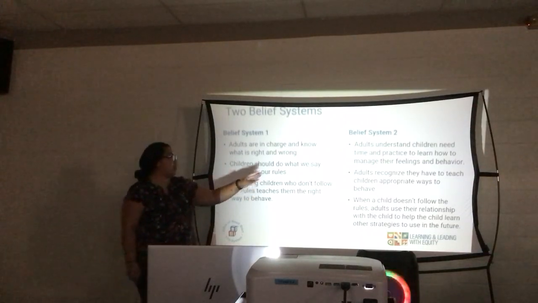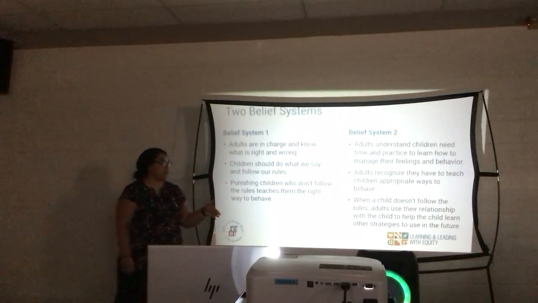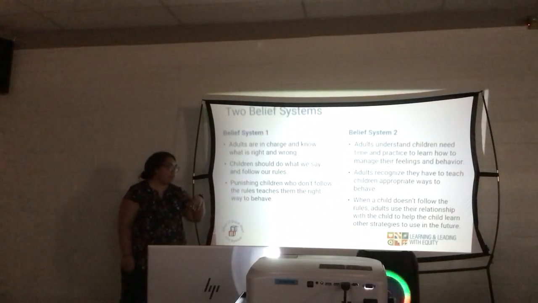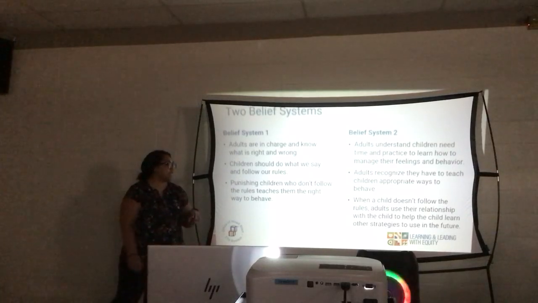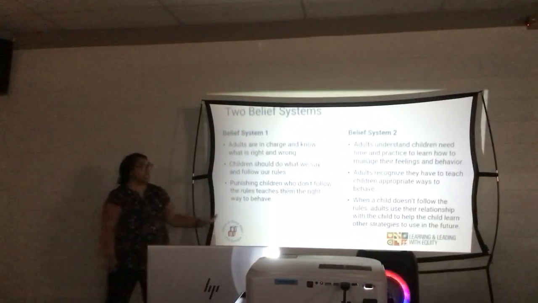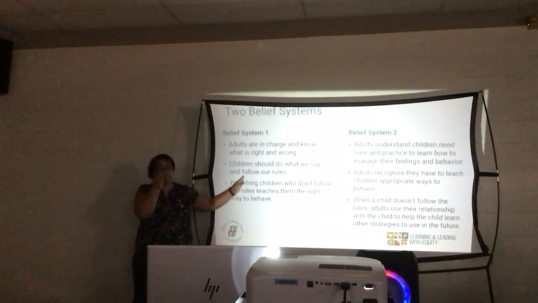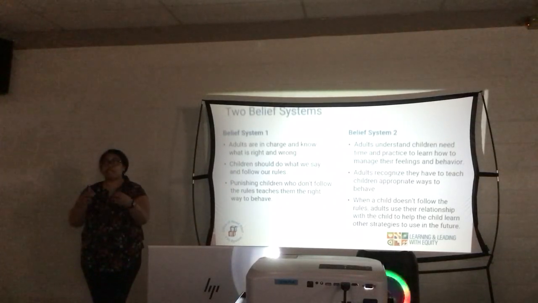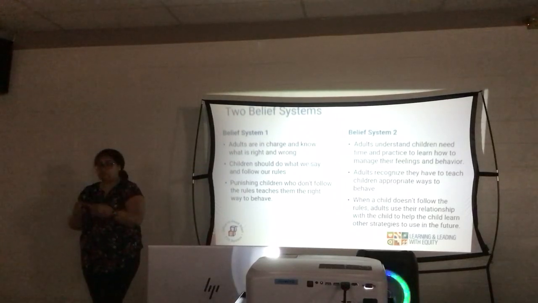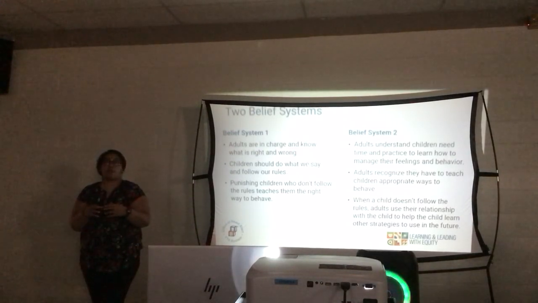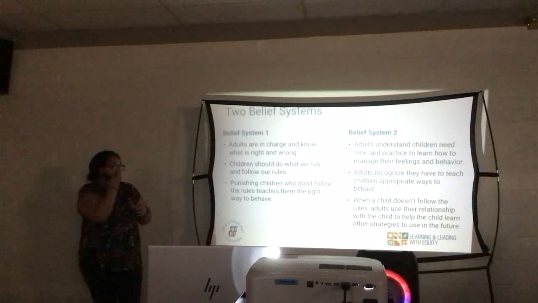Then there's the other belief system: adults understand that children need time and practice to learn how to manage their feelings and their behaviors. They recognize that they have to teach children the appropriate ways to behave. And when a child doesn't follow the rules, adults use their relationship with the children to help them learn other strategies in the future. And so those are two different belief systems. Oftentimes, this is where we're at, right? And we've got quite a few recent incidents that have been happening around this. There's this disconnect, right? Because they have this classroom of a certain culture, and then this is how we discipline in our culture, and so assuming that that's okay in this classroom, right? Or in a child care partnership where it's not quite a Head Start classroom, part of the reporting is now that even if it's not a Head Start classroom, we want to hear those reports also. And so that's what we're thinking about here too.